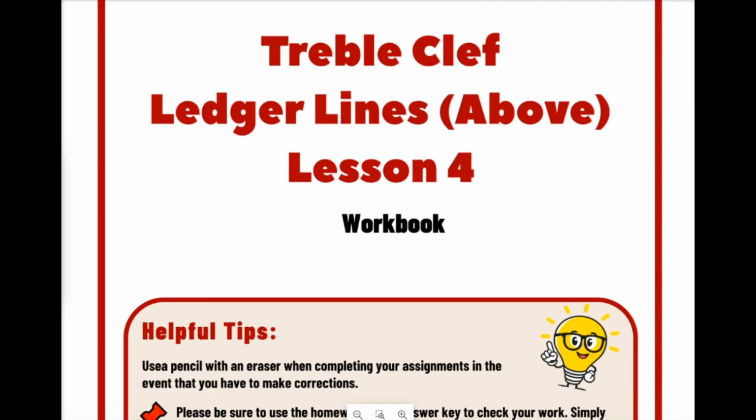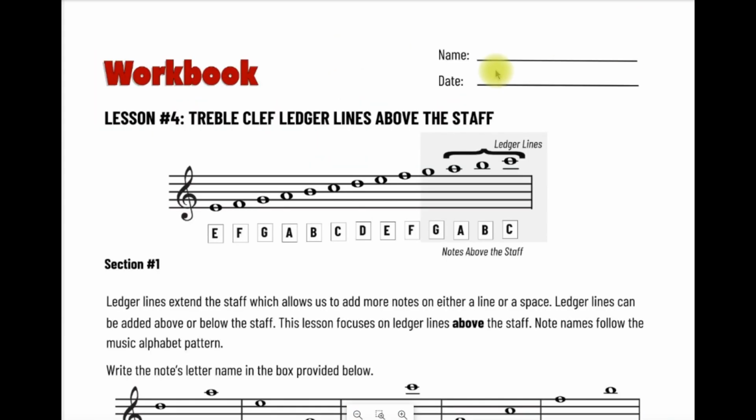Let's get started. You can start by writing your name and the date. This is Lesson 4 Treble Clef Ledger Lines above the staff. This is the workbook. Here we give you a staff with the letter names underneath as a guide for you.